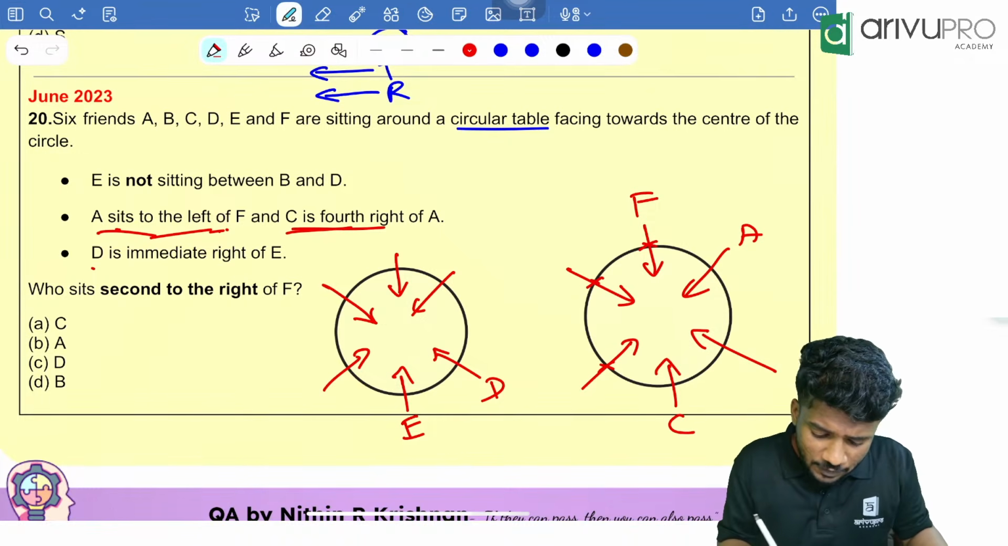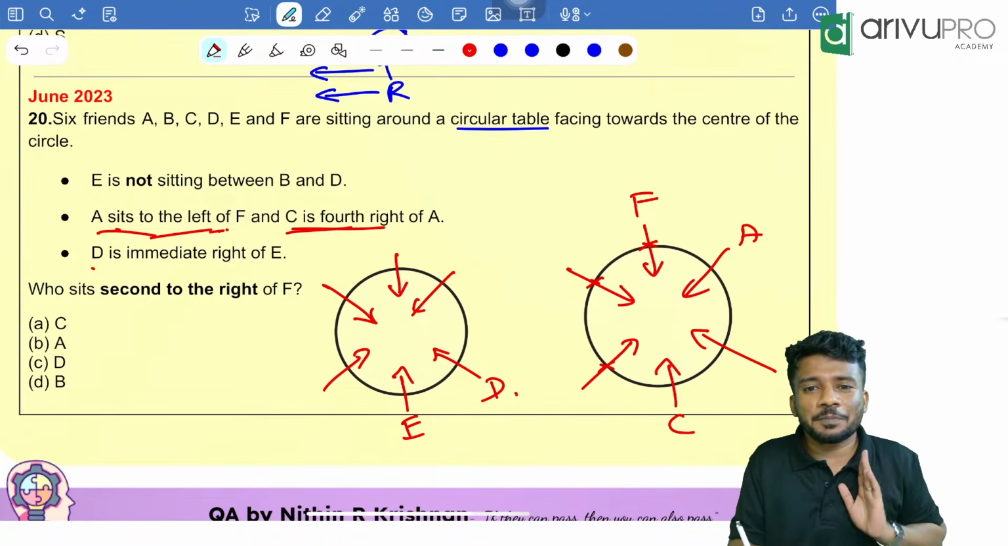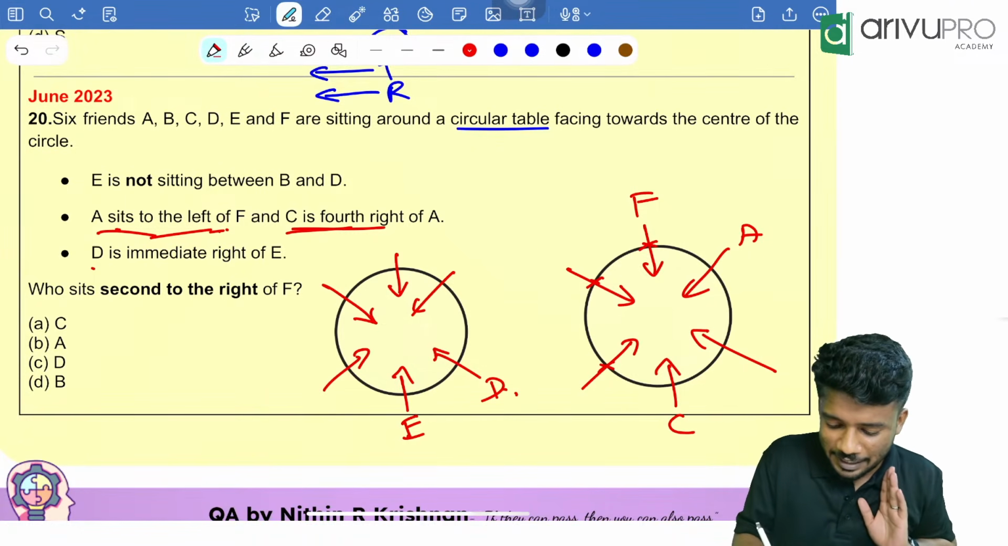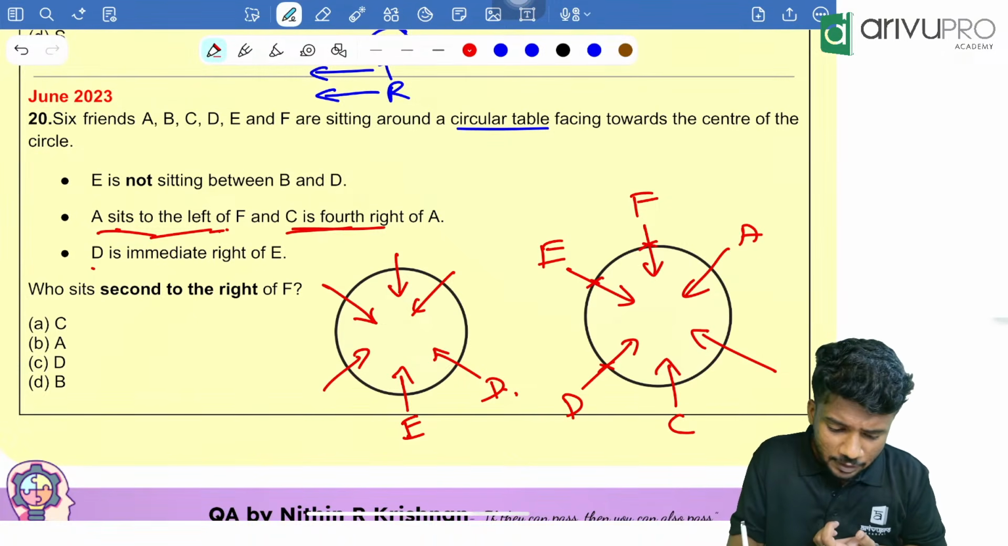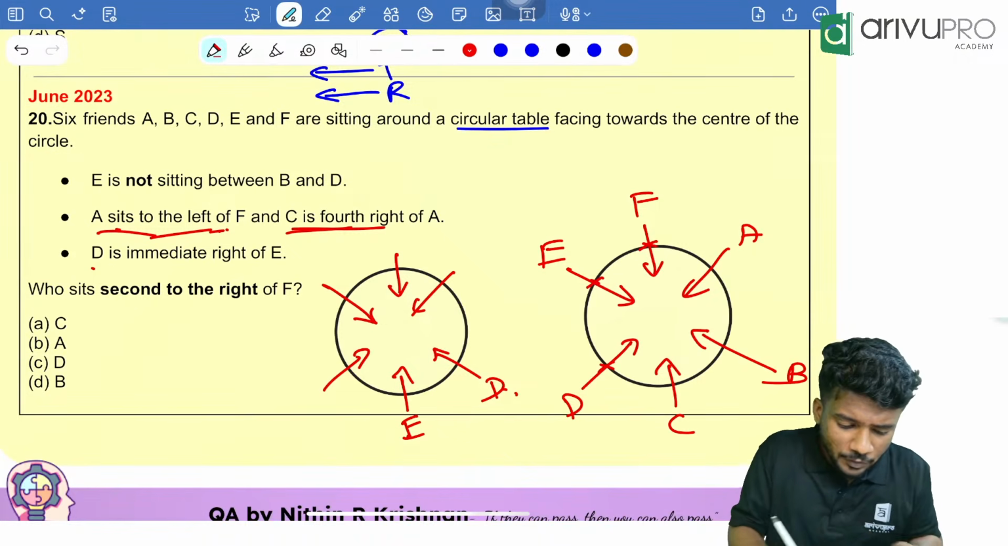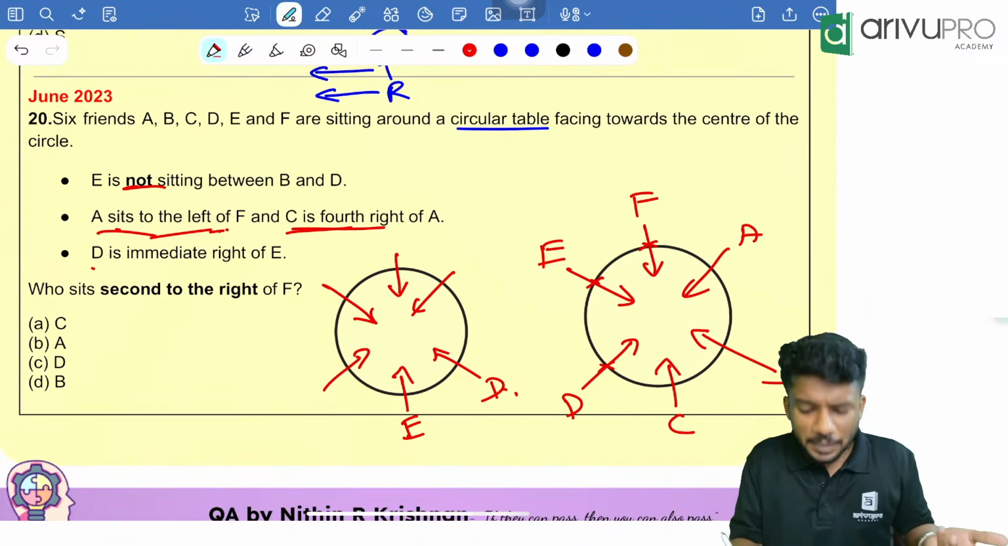Then what else is given down? E and D are over here. People, look here. Where can be the possible position of E and D? Either E should be over here and D should be over here. Then who is remaining down? Only one person is remaining, right? Who is that person? B is over here. Now we will see. E is not sitting between B and D, correct?